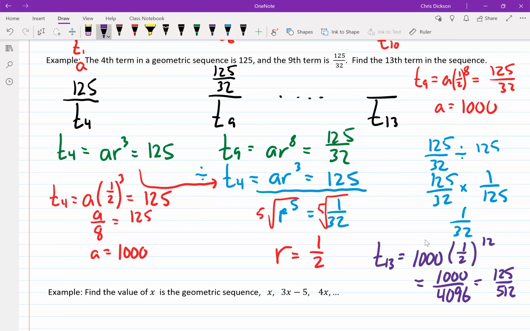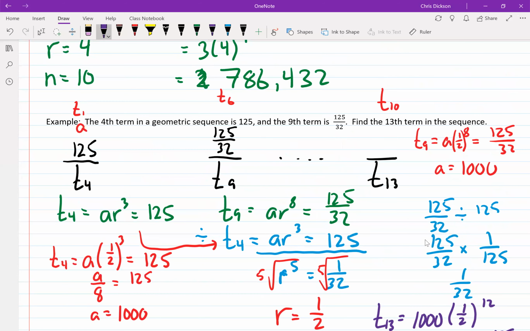Okay, so that's kind of a tricky one. We had to set up a system of equations there. Once again, if you want to make the first term a, make this your first term, make this now your 10th term, and make this now your common ratio. You should get the same common ratio, and if you solve for T10, you'll get the same answer as you did solving for T13. So it's up to you how you want to try that one.